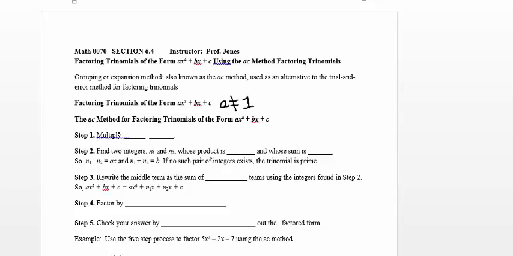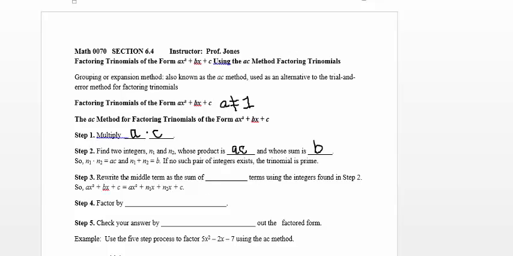So in the AC method for factoring, you multiply a times c, and you find two integers, n1 and n2, whose product is AC and whose sum is b. So n1 times n2 needs to equal AC, and n1 plus n2 needs to equal b. If no such pair of integers exists, the trinomial is prime.